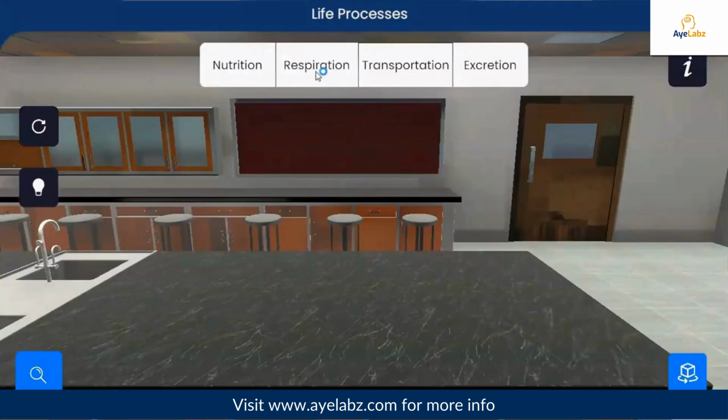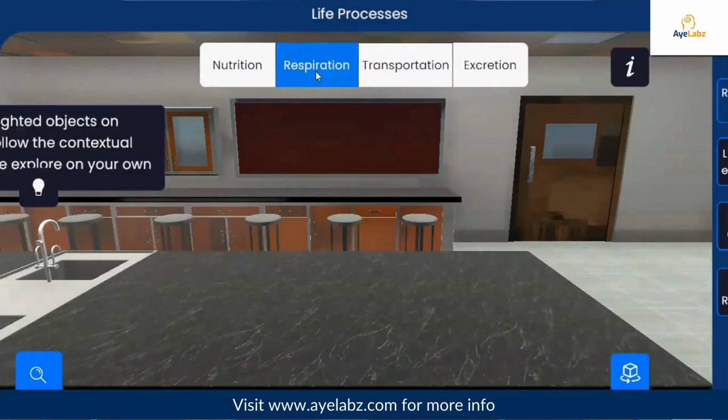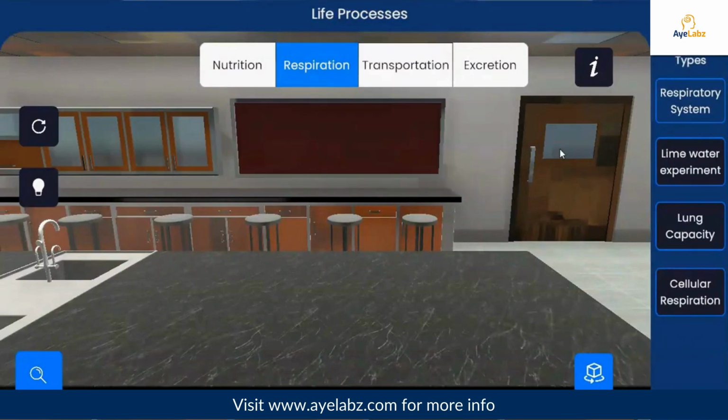Tap on respiration to understand the respiration process in organisms. Respiration broadly means the exchange of gases. Animals and plants have different means of exchange of gases. To know more about respiratory system, kindly refer to the simulation respiration.